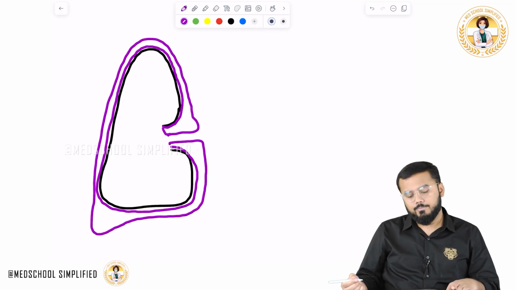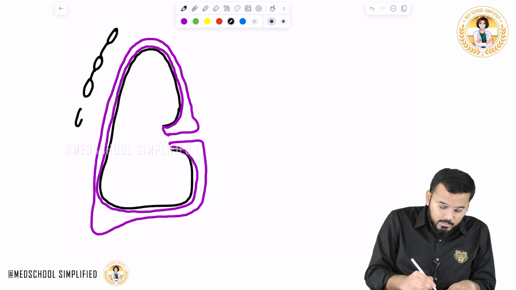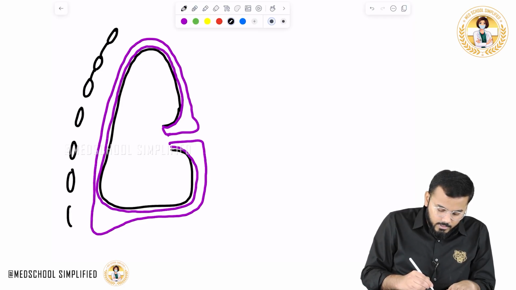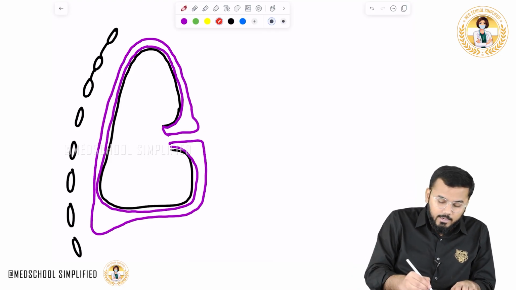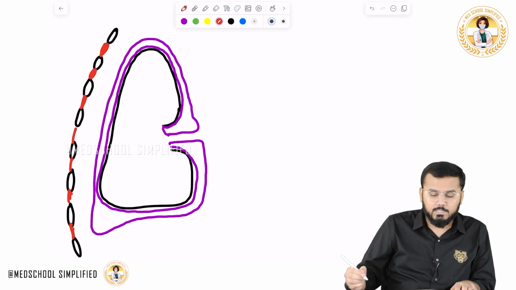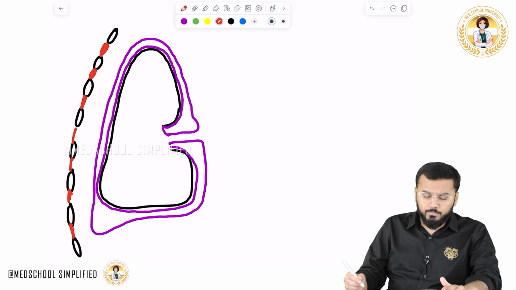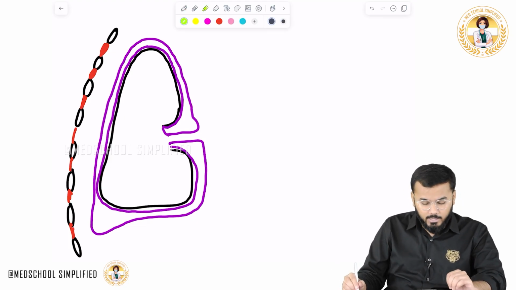This is a parietal pleura. Okay, and there is no surprise that all of you know that here we have got what? These are your ribs, right? And in between the ribs, here you have got what? Here you have got the intercostal muscles.